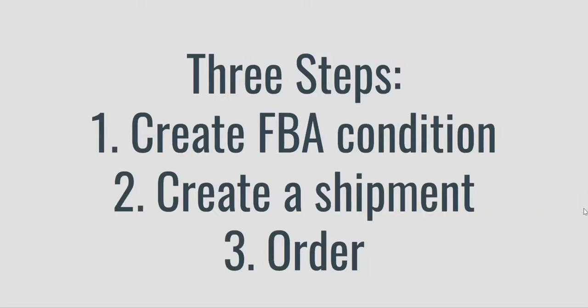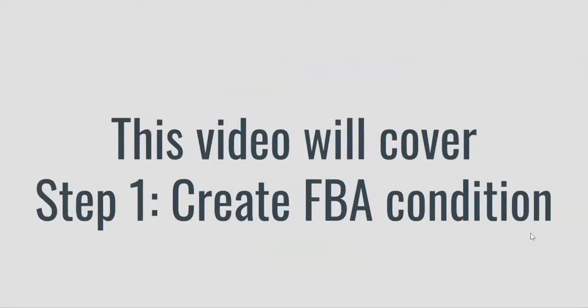So the 3 steps to complete FBA are number 1, create an FBA condition. We're going to cover that in this video. Number 2, create a shipment on Amazon. And number 3, actually order the product to be shipped to Amazon. This video is going to cover step 1, create an FBA condition.